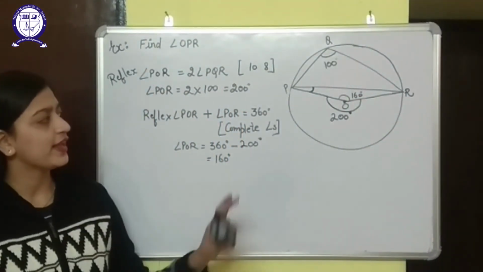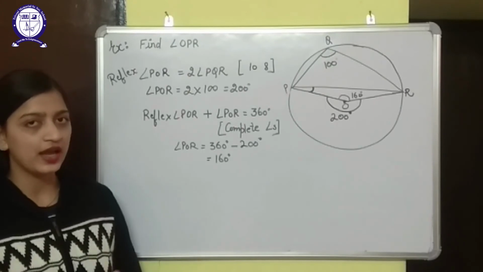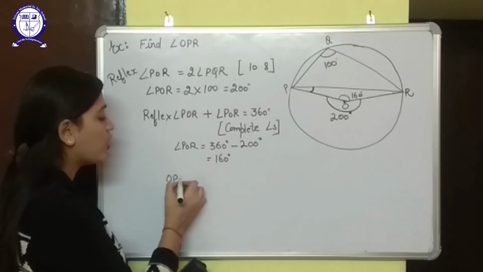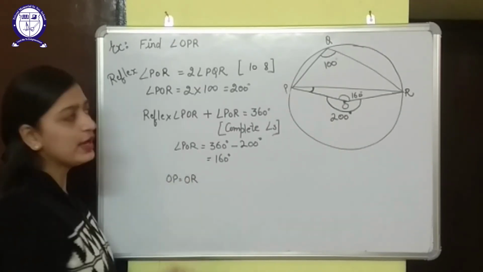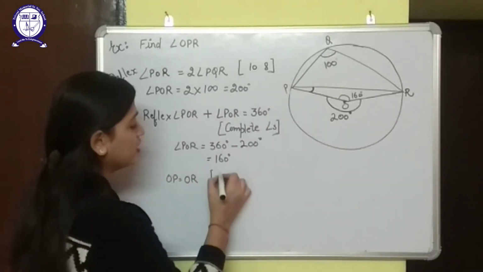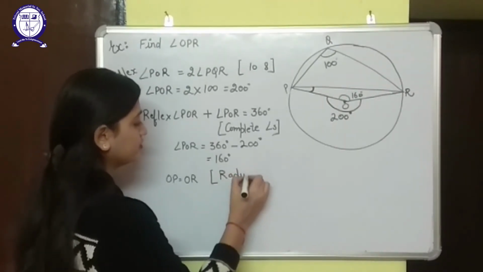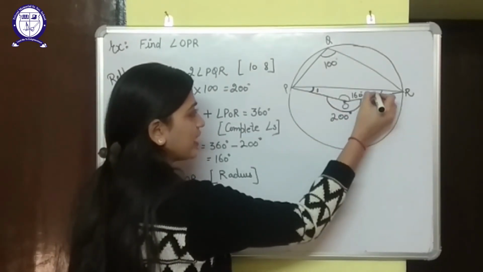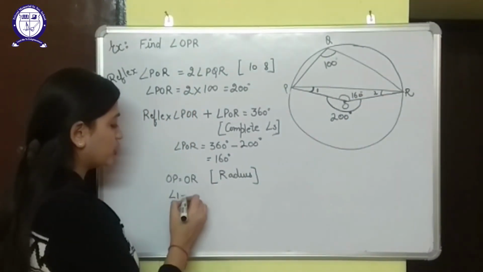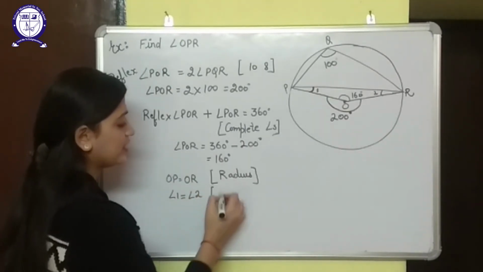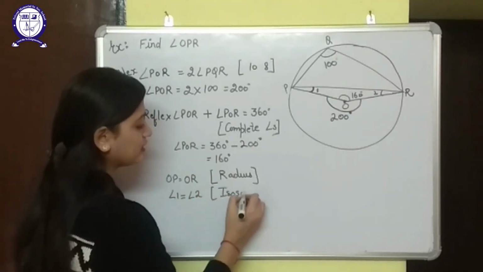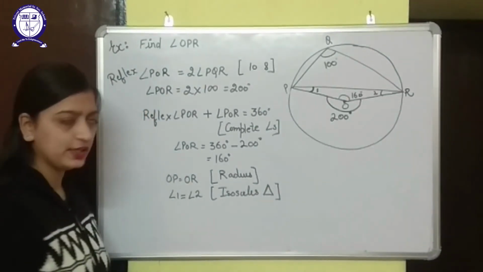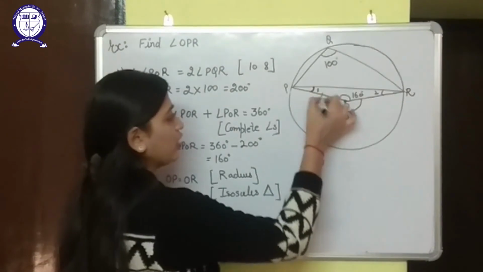Now I need to find angle OPR and we can find it by making some relations. How? We know that OP is equal to OR, right? Because they both are the radius of the circle. Which means this angle 1 and this angle 2 will be equal to each other. Reason, isosceles triangle. Whenever we have two sides equal, the angles opposite to them are also equal.